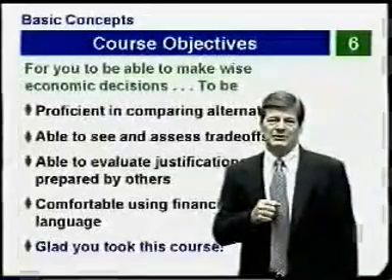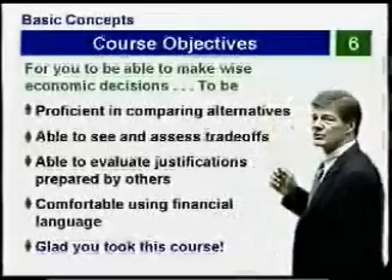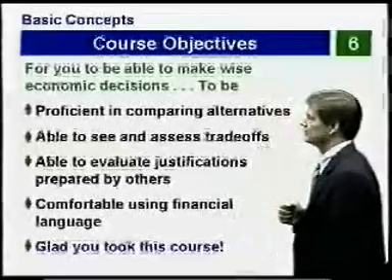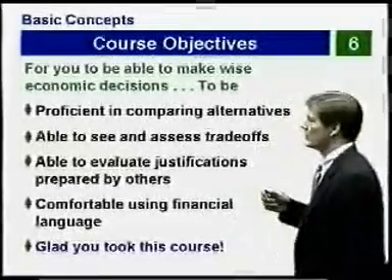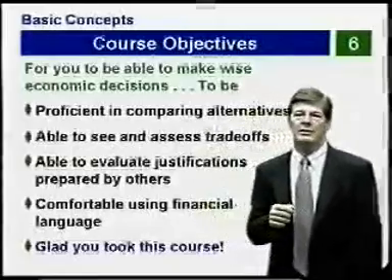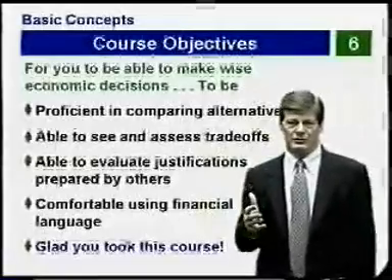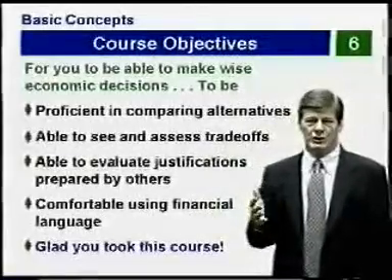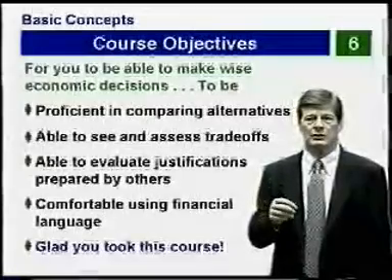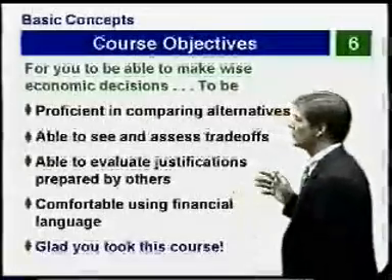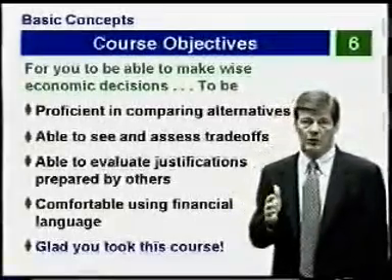Let's talk about the course objectives. The objectives of this course are the following: for you to be able to make wise economic decisions, and in particular, we want you to be proficient in comparing alternatives. Each of those 3 examples that I just shared with you involve alternatives, that is, choices. We want you to be proficient in identifying and comparing those alternatives. We want you to be able to see and assess trade-offs. All of those examples involve trade-offs.